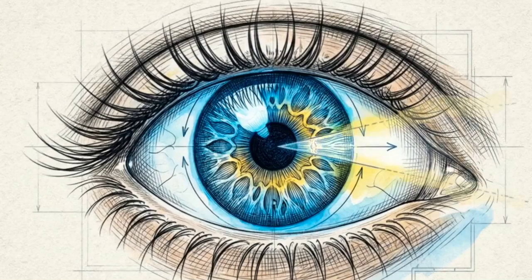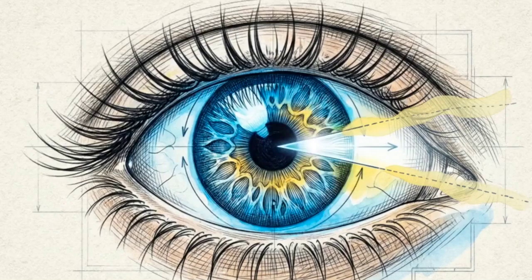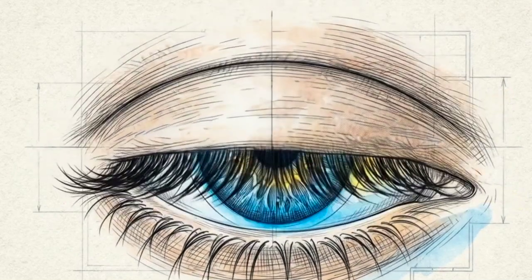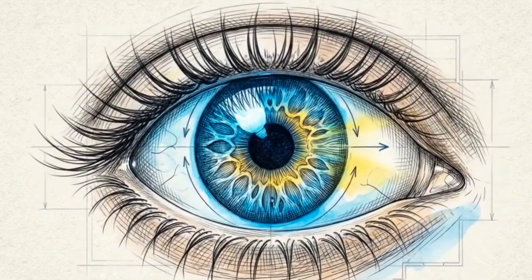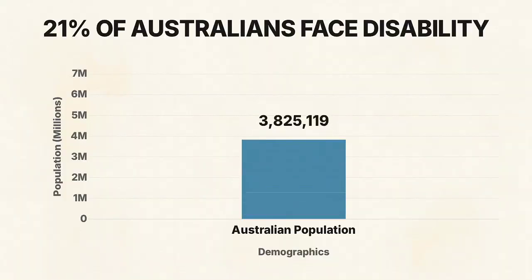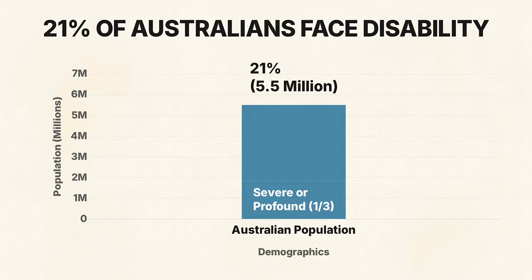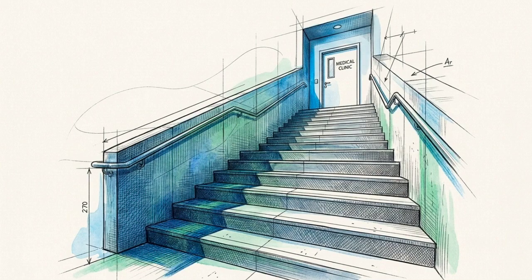In their daily practice, optometrists routinely encounter complex patient presentations spanning physical, sensory, and cognitive boundaries that require a deeply individualized approach to care. This chart shows the current demographic reality in Australia. 21% of the population, or 5.5 million people, live with a disability. For one-third of these individuals, the condition is severe or profound. Despite this prevalence, 12 to 14% of this population actively avoids healthcare facilities due to physical barriers and psychosocial distress.